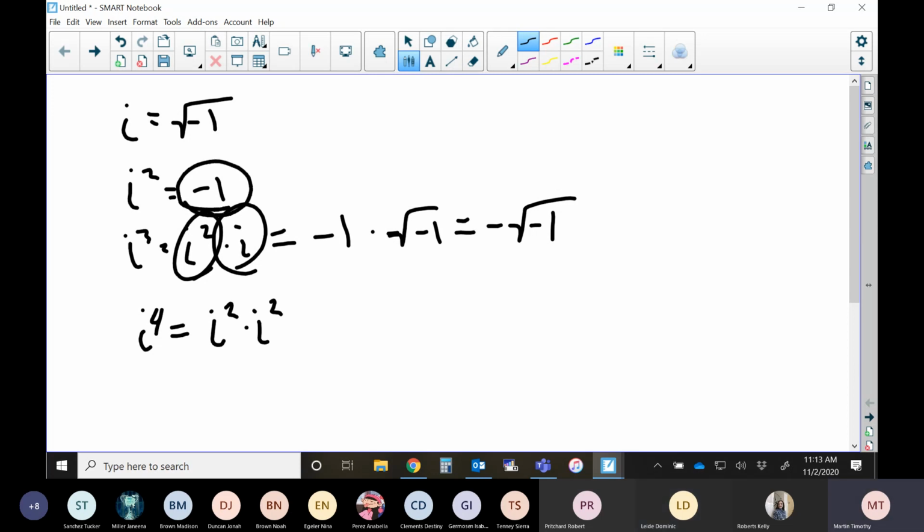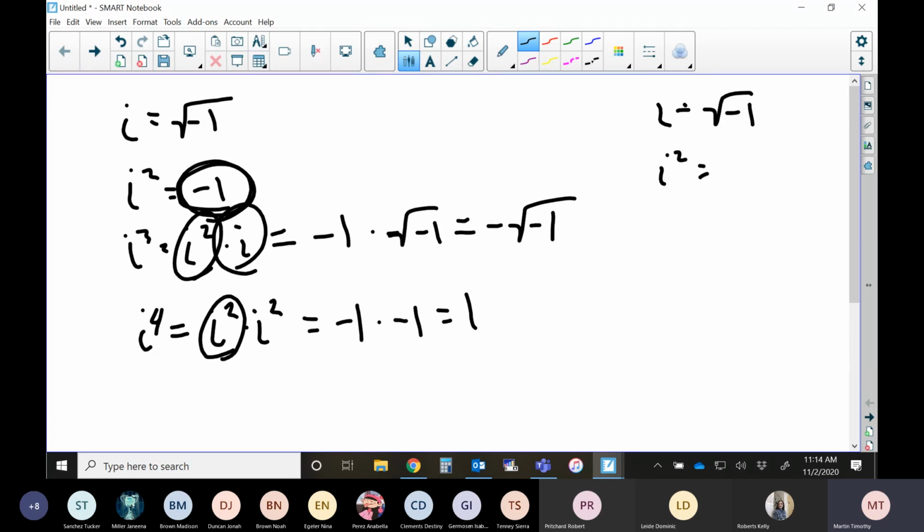I want to use this one because what does that really equal? i squared is -1. So then I can write -1 times -1, and what's -1 times -1 turn into? 1. So i is equivalent to the square root of -1. i squared is equivalent to -1. i cubed is equivalent to negative square root of -1.